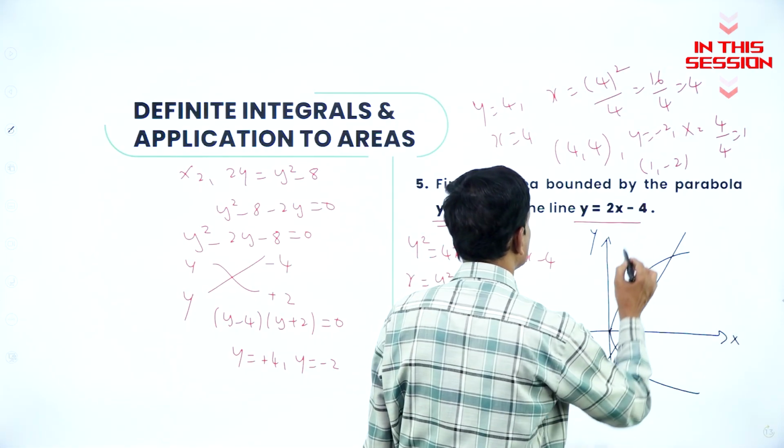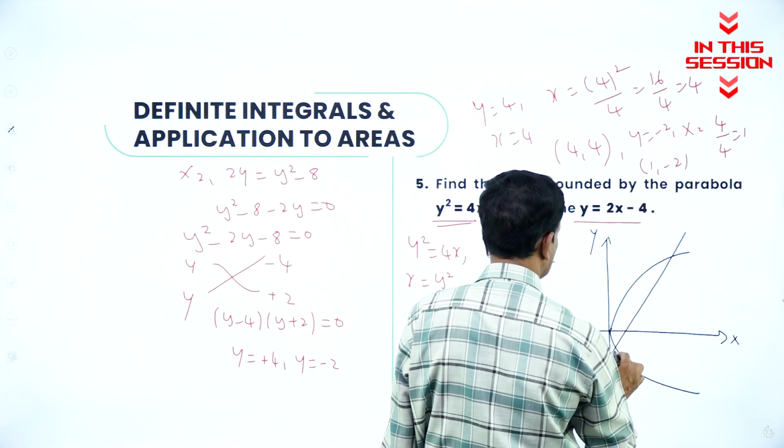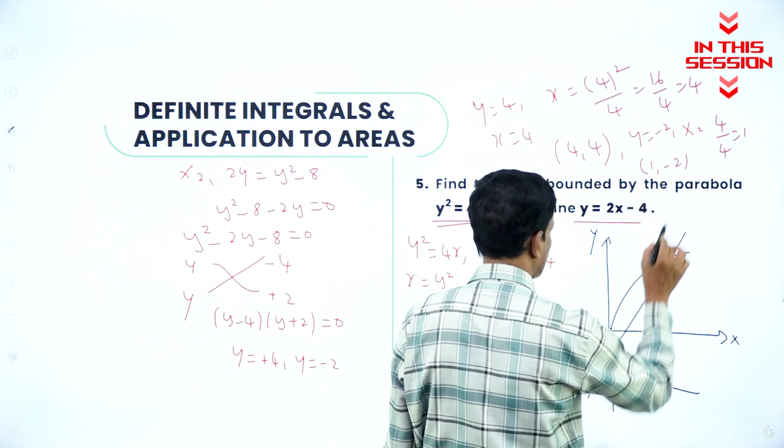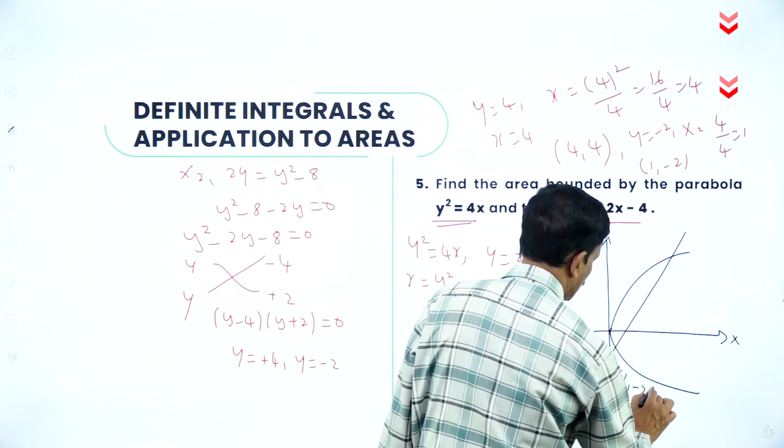See here, what are the points we got? When x is equal to 1, y is equal to minus 2. This is one point, 1 comma minus 2.